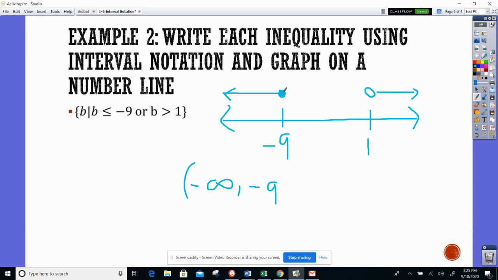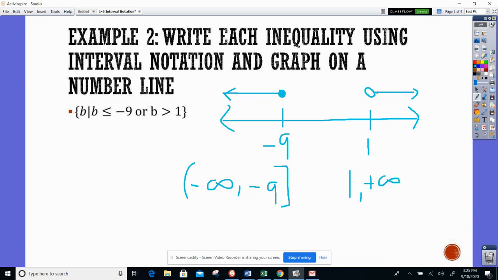Okay, so since my circle is closed, that means -9 is included, so we're going to use brackets. All right, now I'm going to use the same process for my second part. All right, smallest to largest. If you look at your graph, your smallest number is right here at 1. It starts at 1. So my smallest number is 1. And this time, it goes on forever in the opposite direction. So it goes all the way up until positive infinity.